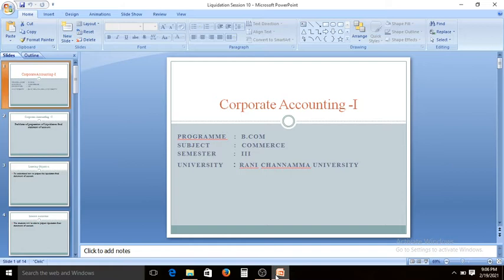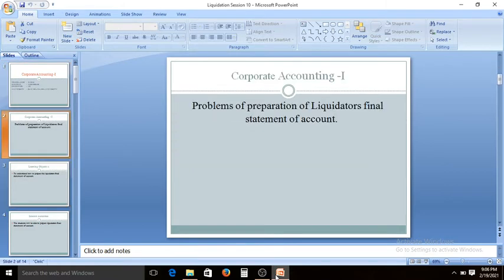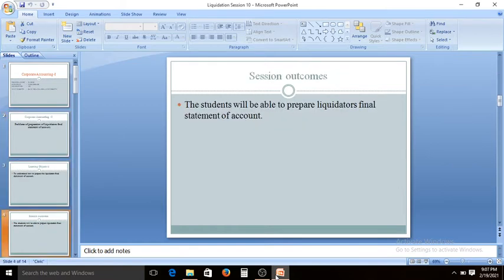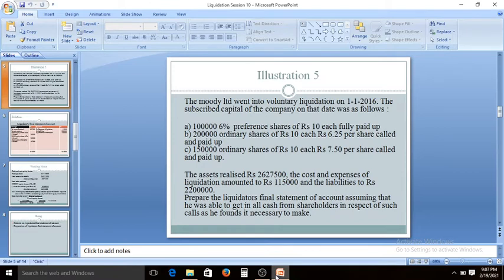In that we are studying the liquidation of companies. So in session 10 we will discuss a problem on preparation of the liquidator's final statement of account. So this one is the problem here.